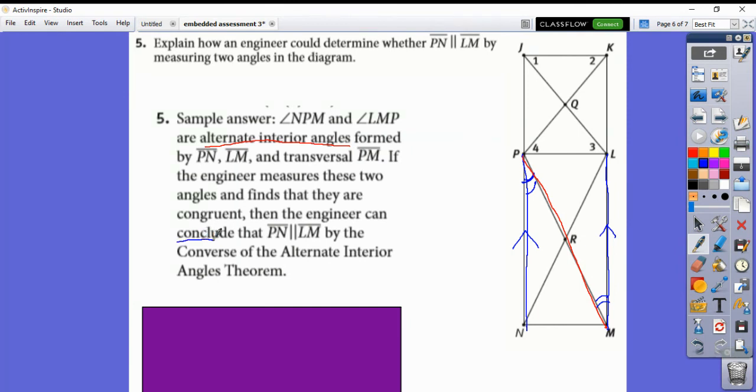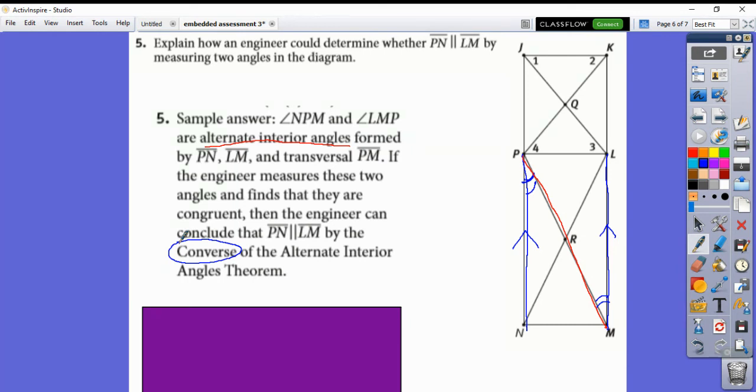This is a good question to think about everything that you've learned so far, because this brings in what we learned about conditional statements in activity 3. Remember, the converse is when you switch the hypothesis and the conclusion. So instead of using the alternate interior angles theorem, if parallel lines are cut by a transversal, then the alternate interior angles formed are congruent, this starts at the end and works backwards.